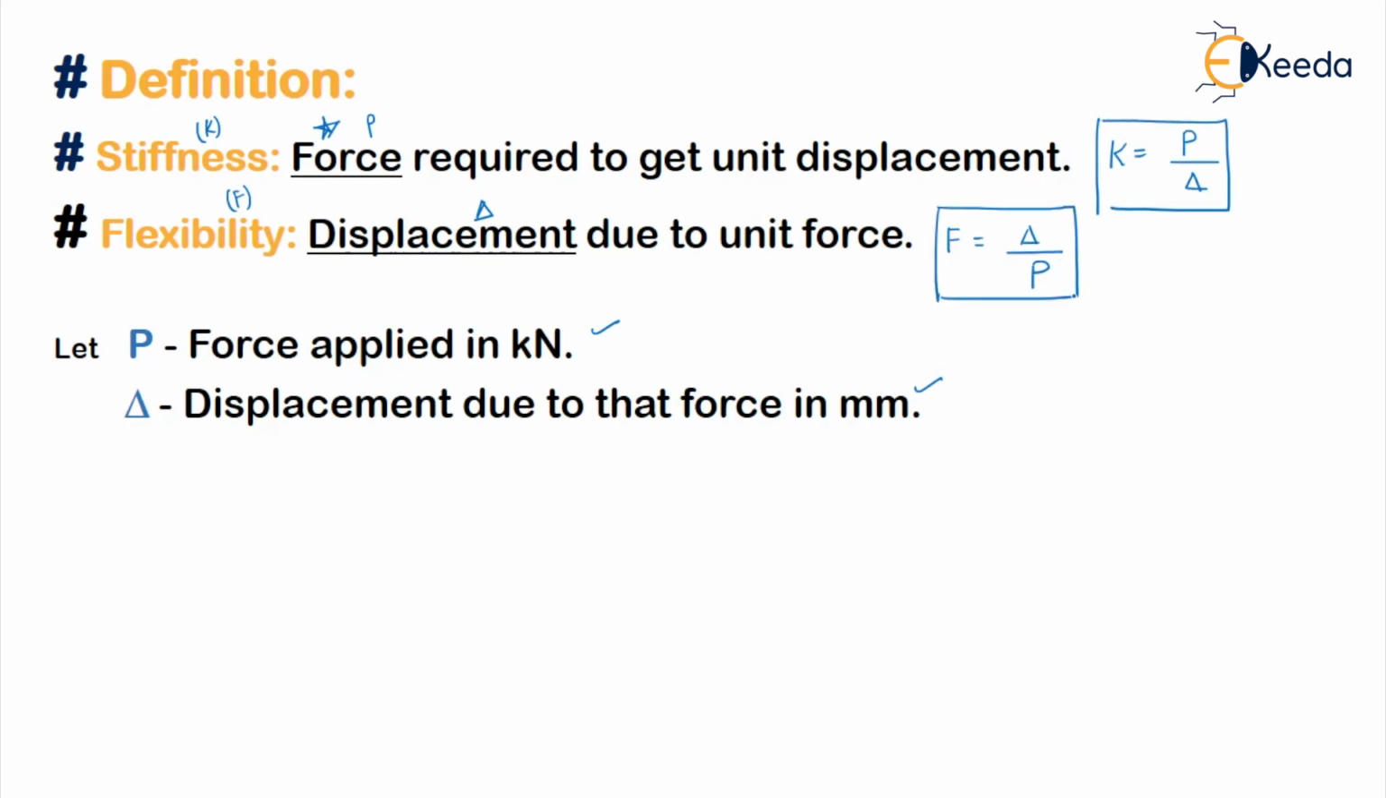If you observe, they are inverse of each other. So what will happen if I do K into F? P by delta into delta by P, you will get 1. So the product of stiffness and flexibility is equal to 1 because they are inverse of each other. Once you know the definition of stiffness and flexibility, now let us see what a stiffness matrix is and what a flexibility matrix is.